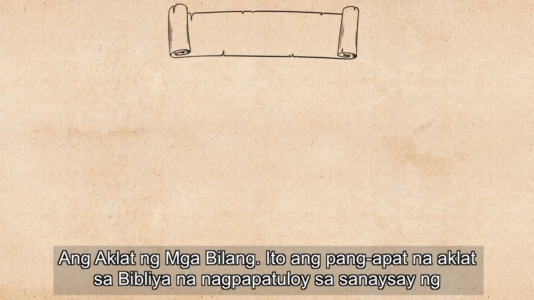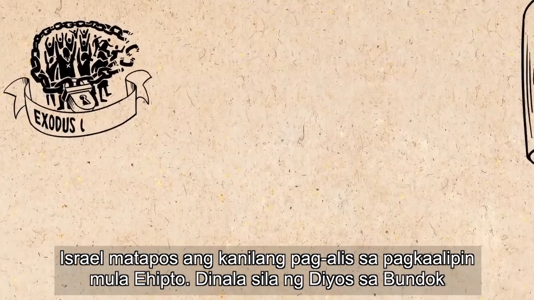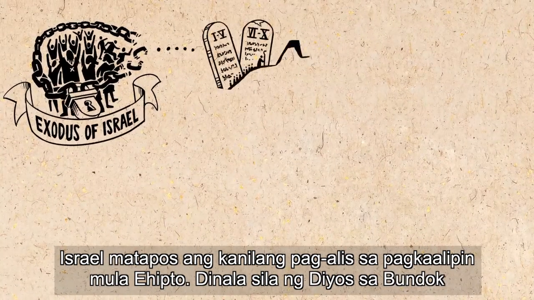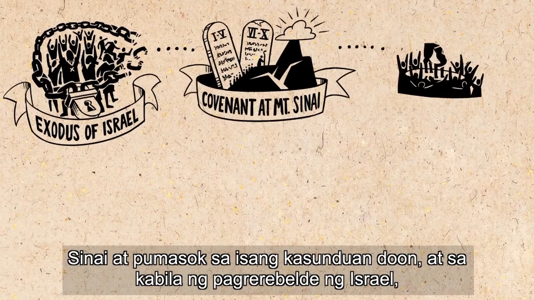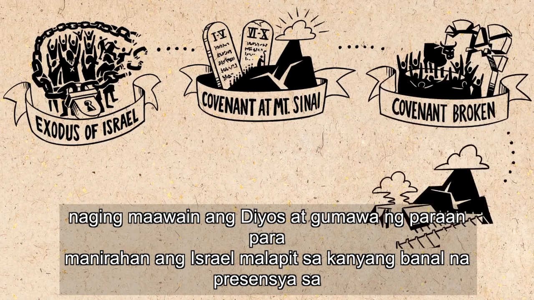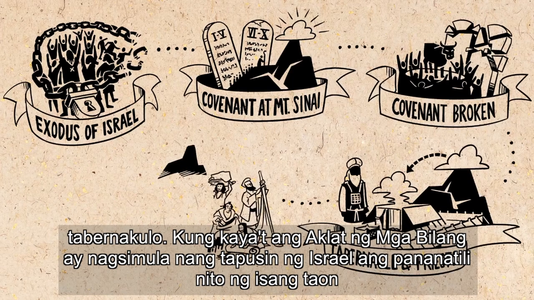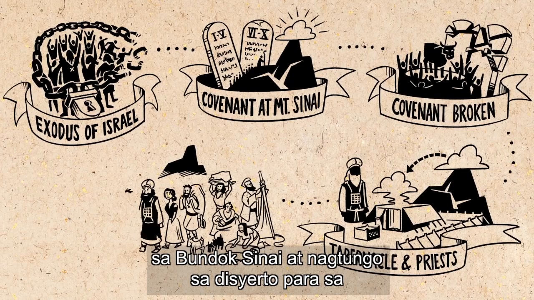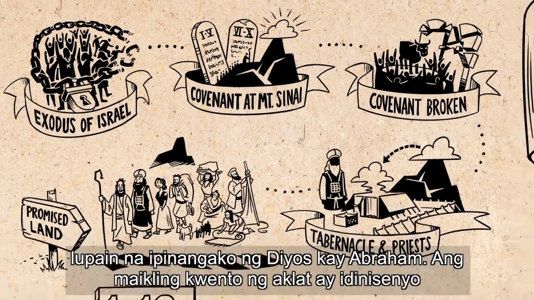The book of Numbers. This fourth book of the Bible carries forward the story of Israel after their exodus from slavery in Egypt. God had brought them to Mount Sinai, and he entered into a covenant with them there. And despite Israel's rebellion, God had graciously provided a way for Israel to live near his holy presence in the tabernacle. So the book of Numbers begins as Israel wraps up their 1-year stay at Mount Sinai, and they head out into the wilderness on their way to the land that God promised Abraham.